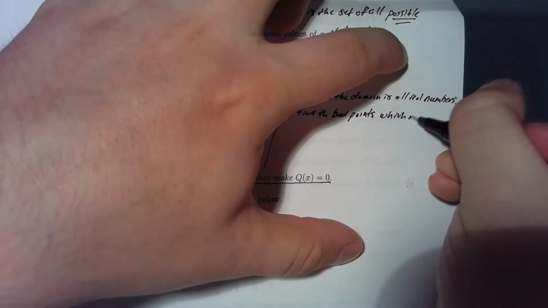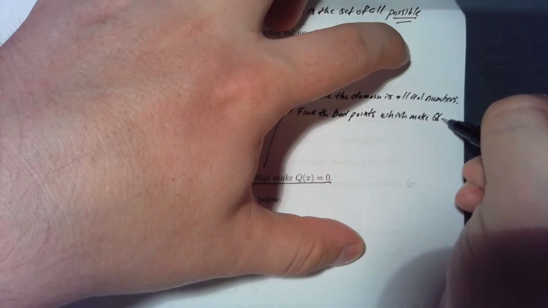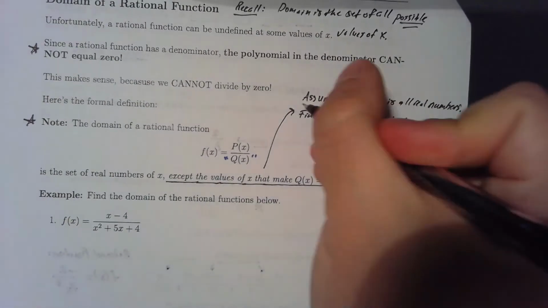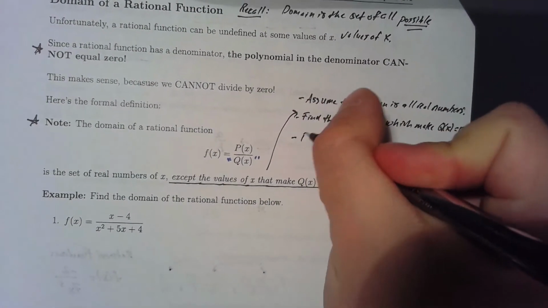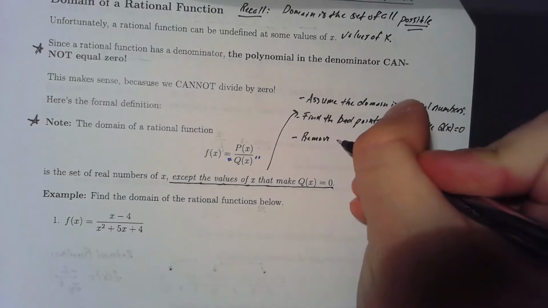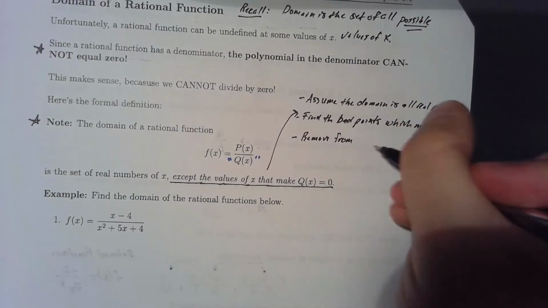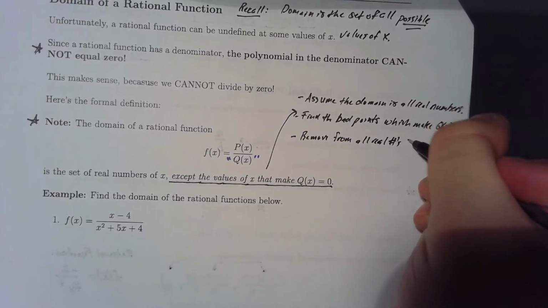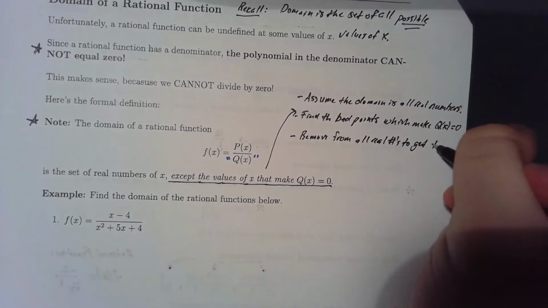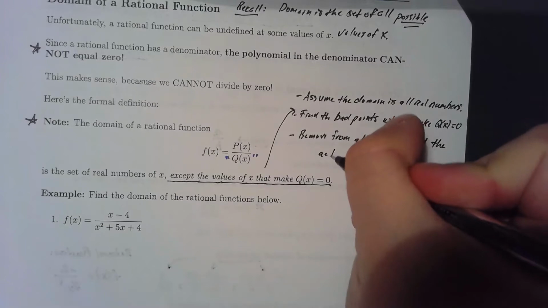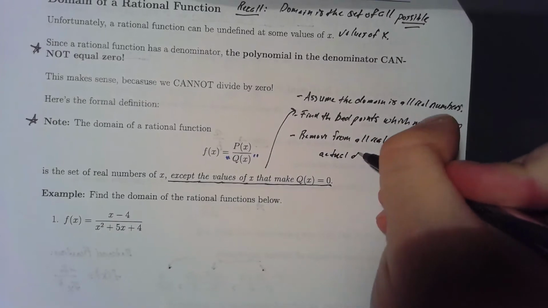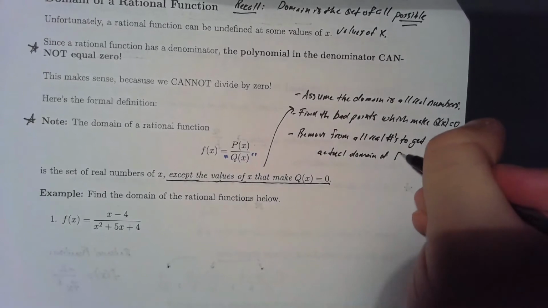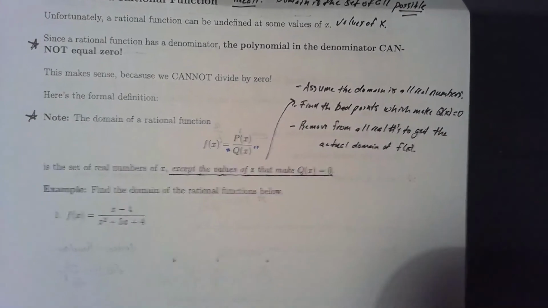which make q of x equal to 0. And then we remove them from all real numbers to get the actual domain of the function f of x.